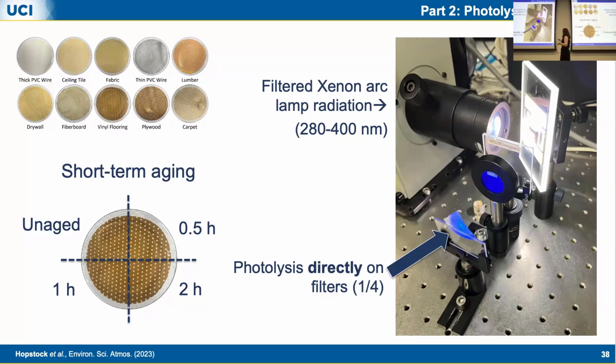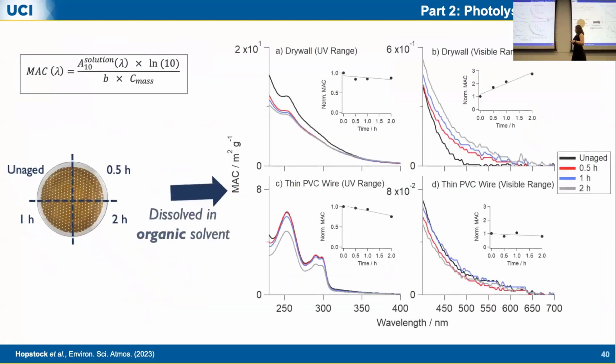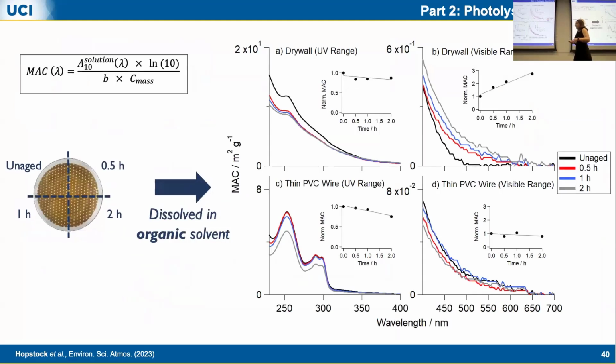And then what I'm showing here is a picture that I took from the top of this setup where the filter is facing the beam. And so what I'm seeing now is the backside of the filter, but the material is actually on the front. And so we did photolysis directly on the filters themselves. And then after that, we dissolved each quarter in organic solvent. We took absorption measurements again.